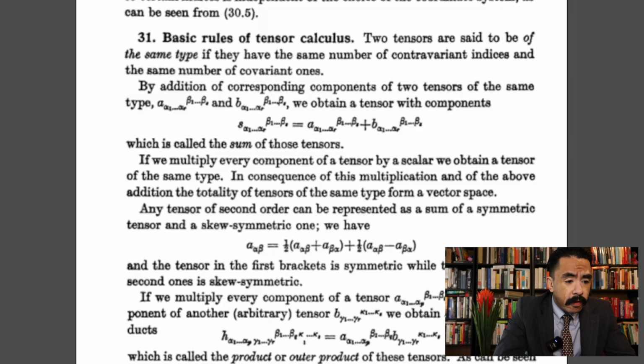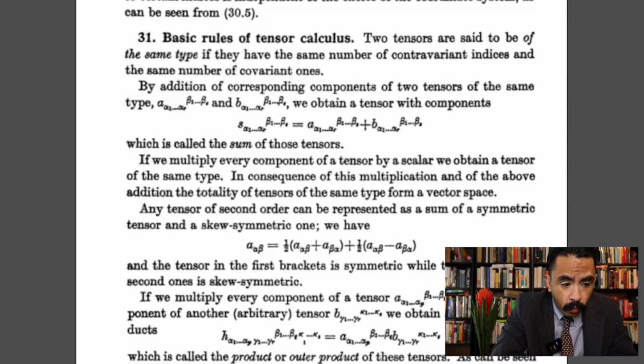Two tensors are said to be of the same type if they have the same number of contravariant indices and the same number of covariant ones. By addition of corresponding components of two tensors of the same type, A sub alpha 1 through alpha r and superscript beta 1 through beta s, and B sub alpha 1 through alpha r and superscript beta 1 through beta s, we obtain a tensor with components S subscript alpha 1 through alpha r and superscript beta 1 through beta s, which is equal to A with the subscript alpha 1 through alpha r and superscript beta 1 through beta s, plus B with the subscript alpha 1 through alpha r and a superscript beta 1 through beta s.